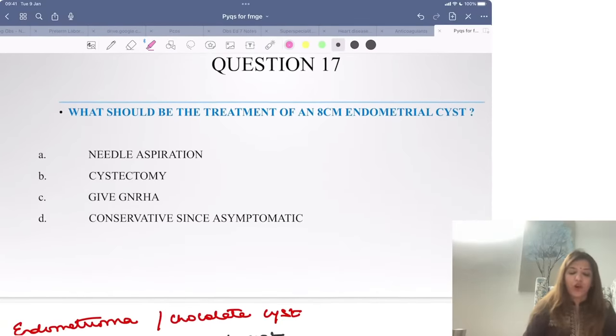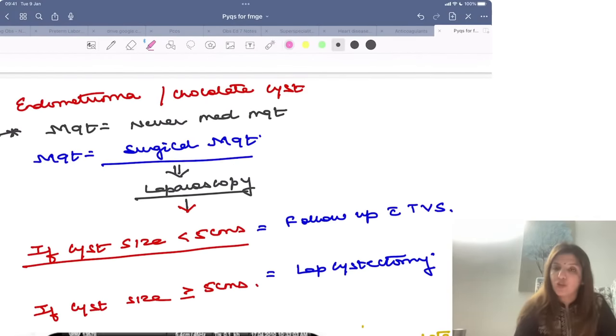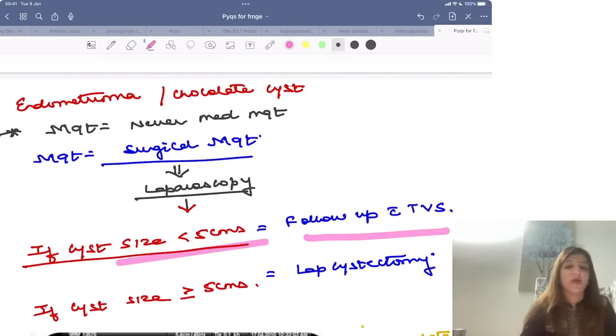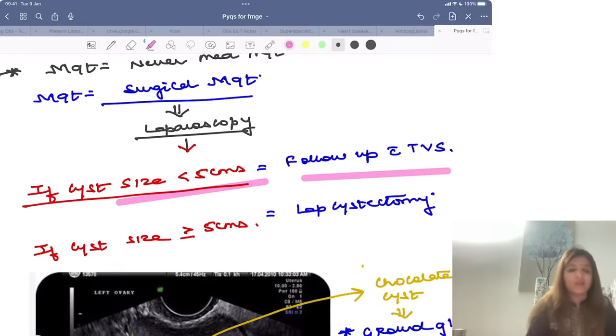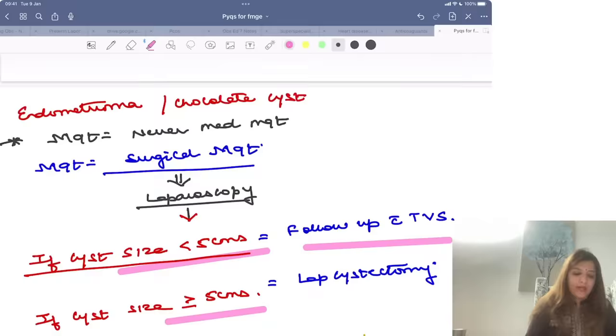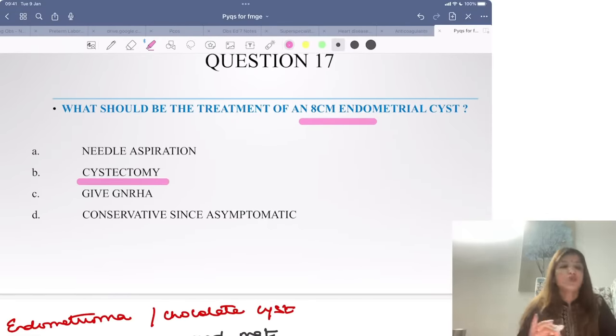Then, what should be the treatment of an 8 centimeter endometrial cyst? Remember, a chocolate cyst or an endometrioma is never managed medically. Always you have to do surgical management. If the size of the cyst is less than 5 centimeters, you don't have to do anything, just follow up with TVS. But if the size is more than or equal to 5 centimeters, you have to do a laparoscopic cystectomy. Over here they have given 8 centimeters, so I am going to do a cystectomy, right? You never do medical management for a chocolate cyst or endometrioma.